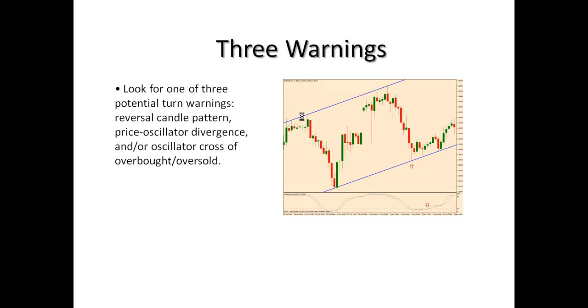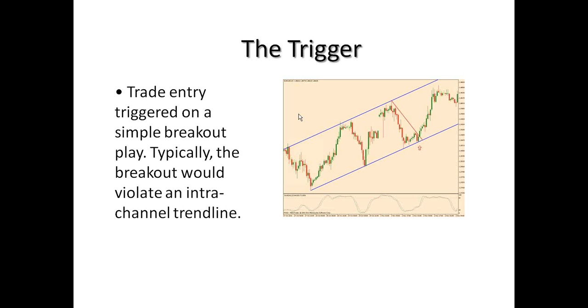You go to the trigger, and the trigger gets you into the trade. Now, how do you get into a trade? The trade entry is triggered on a simple breakout play. Typically, the breakout would violate an intra-channel or intra-range trend line. As we can see here, we have this down trend line within this range. In this case, it's an uptrend channel or uptrend range, and we have a counter trend line, meaning a trend line that goes against the trend. That's what I'm looking to play breaks up.